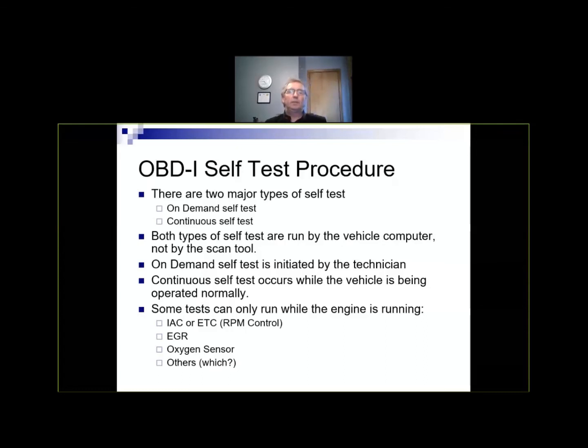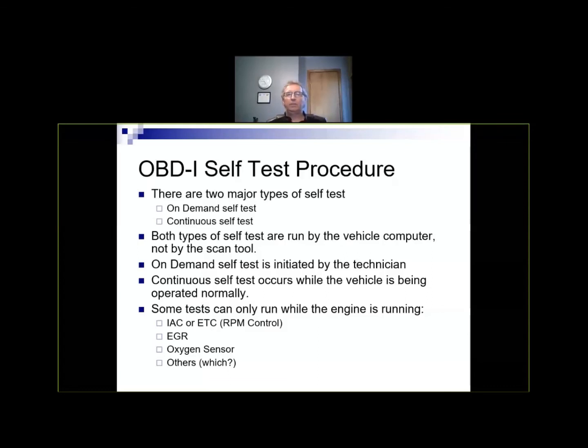So on this on-demand test, I was talking about the Ford key on engine off test. It cannot test its ability to control RPM if the engine's not running, right? So can it energize an idle air control valve, or move the throttle plate and watch the throttle position sensor? It can do that, yeah. But can it test its ability to accurately control RPM? Only if the engine's running, right?